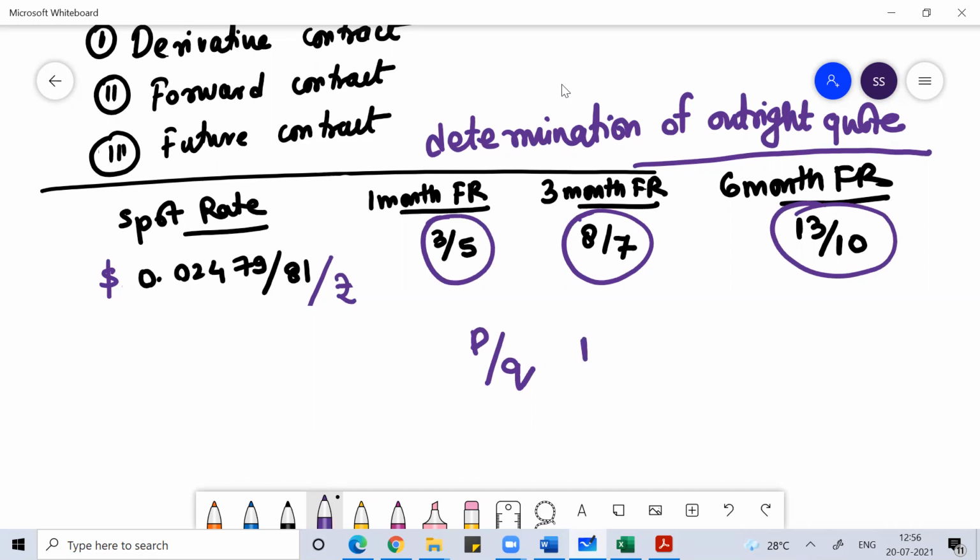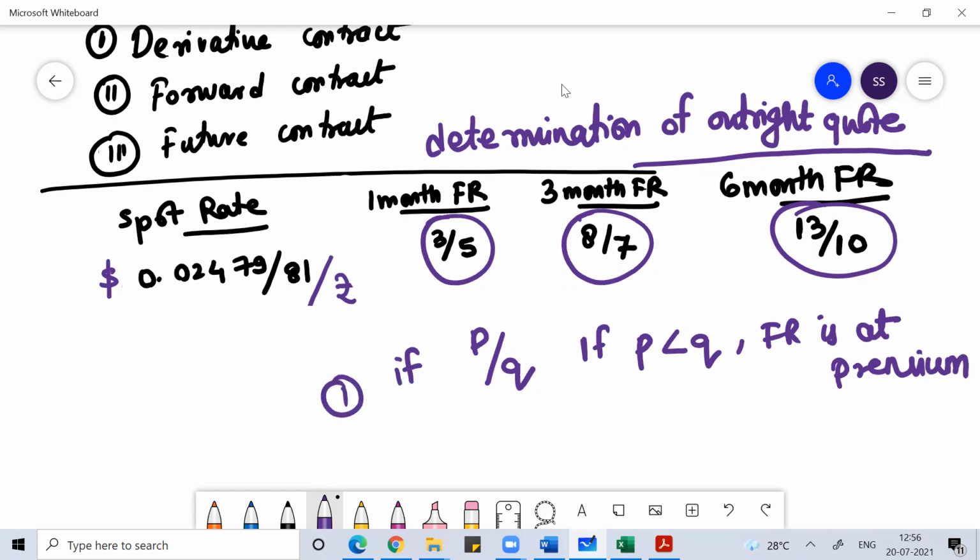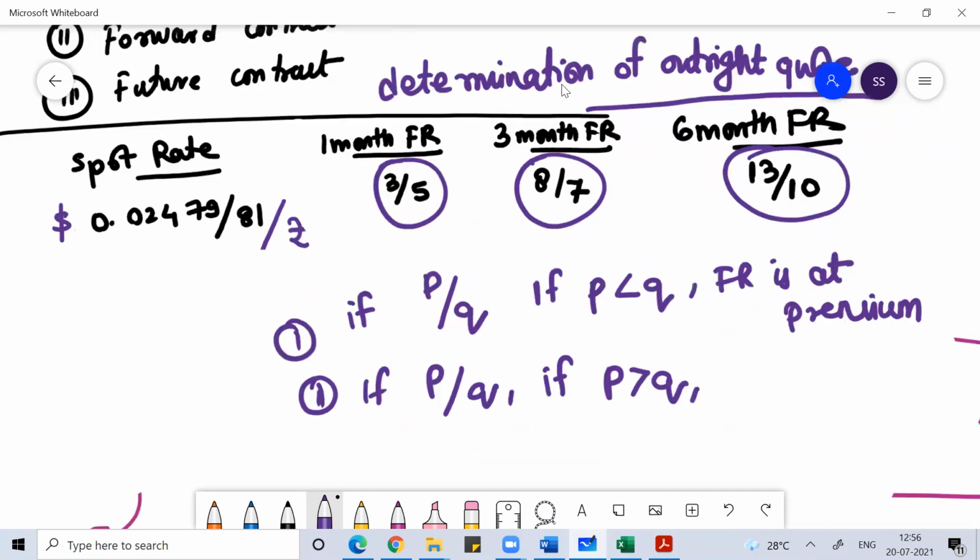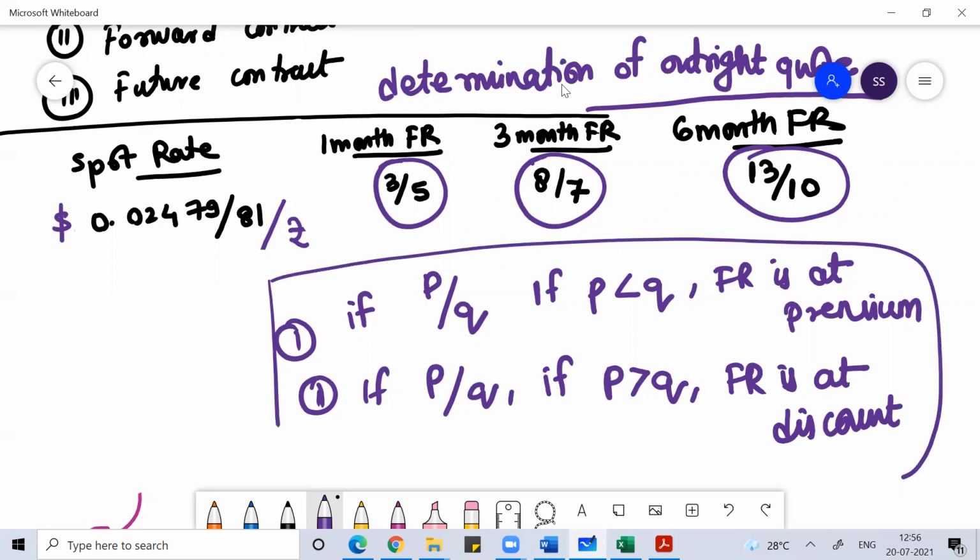Here remember that if your P is less than Q, then understand your forward rate is at premium. While if your P is greater than Q, you need to understand that your forward rate is at discount. You need to understand this part. Okay, so these things we can understand, guys.